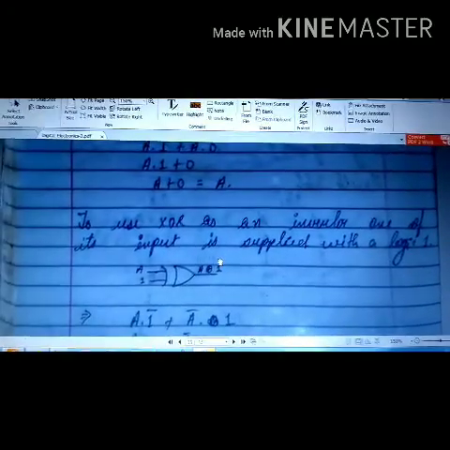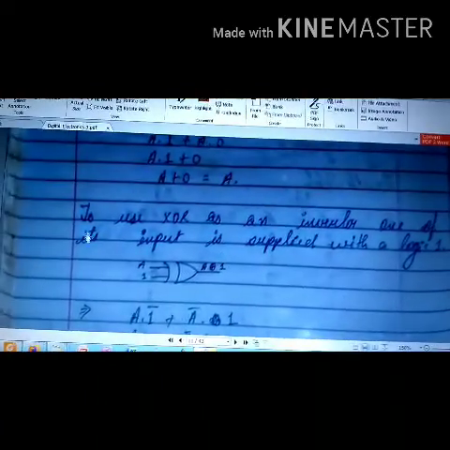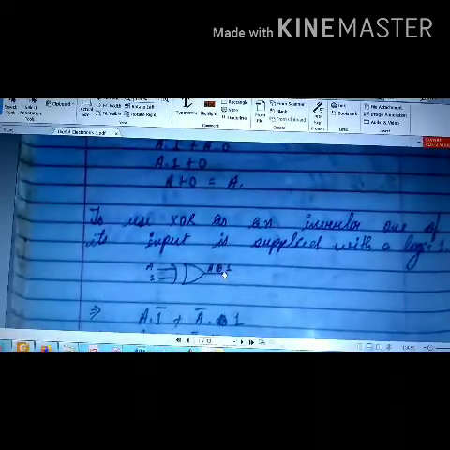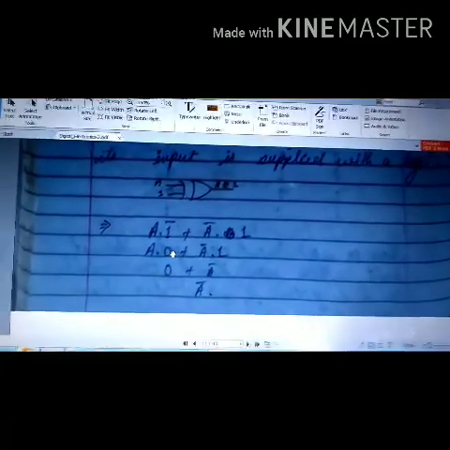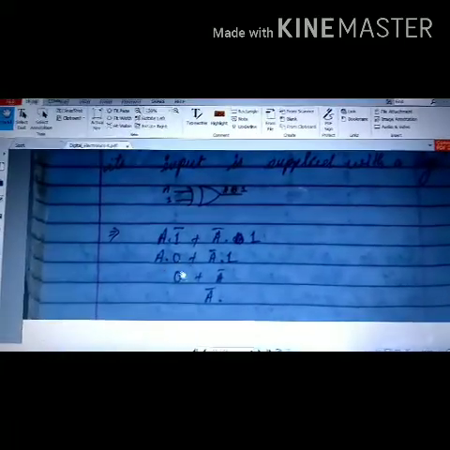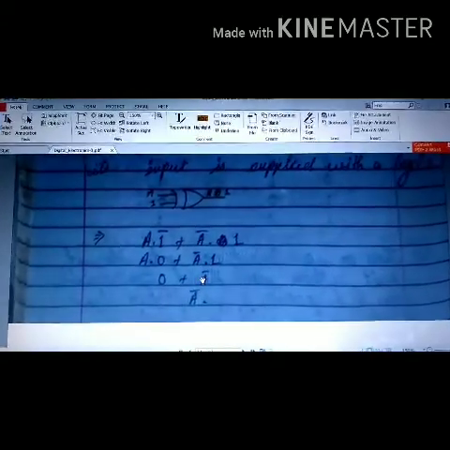If XOR is used as an inverter, one of the inputs applied will be logic 1. So if we apply A and 1 here, it will be A XOR 1. So A dot 1 bar plus A bar dot 1. Again, A dot 0 it becomes, and that plus A bar dot 1. So A dot 0 is 0 and A bar dot 1 is A bar. So this comes out to be A bar. And this way it can be used as an inverter.